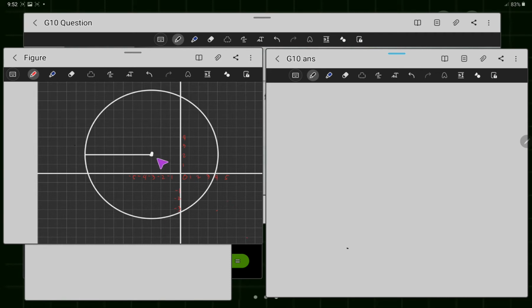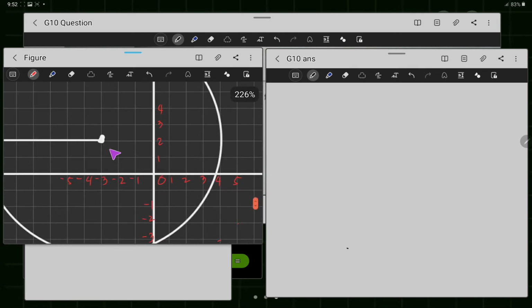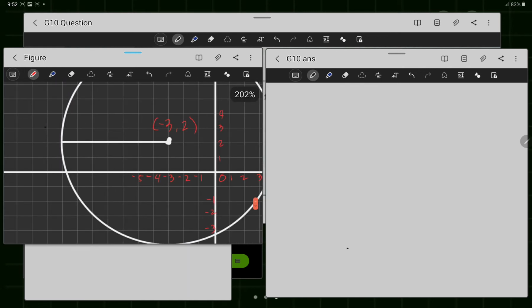So, yung center ng circle dito is, kilalanin natin. So, yung center is negative 3 and 2. Okay, negative 3 and 2 ito yung center. So, tapos dito sa given figure bilangin natin yung radius. So, from the center 1, 2, 3, 4, 5, 6, 7. So, yung radius is 7 units. Yung radius, this is 7 units.